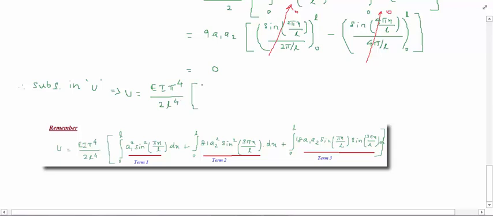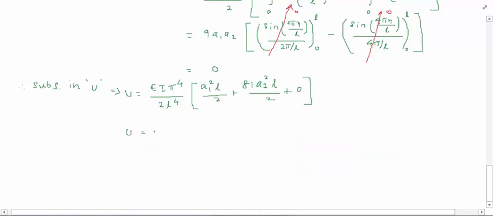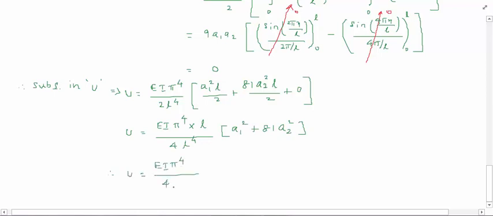So E equal to Eπ power 4 divided by 2 L power 4, and we have to substitute the first term value, the second term value and the third term value. Okay, so now if you simplify this, we can take L outside and 2 outside, so the remaining term will be a1 square plus 81 a2 square. If you reduce this, it will become Eπ power 4 divided by 4 L cube into a1 square plus 81 a2 square. Okay, so this will be the value of U, that is your strain energy.